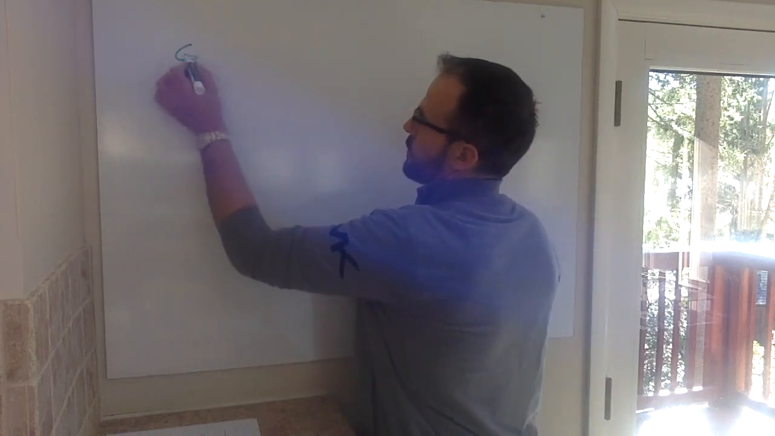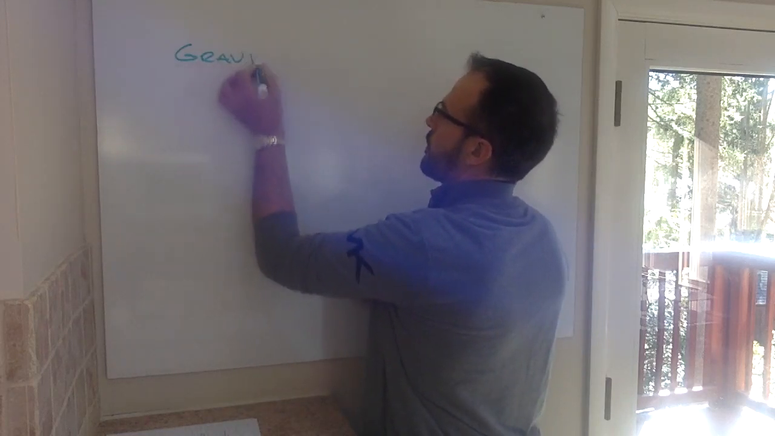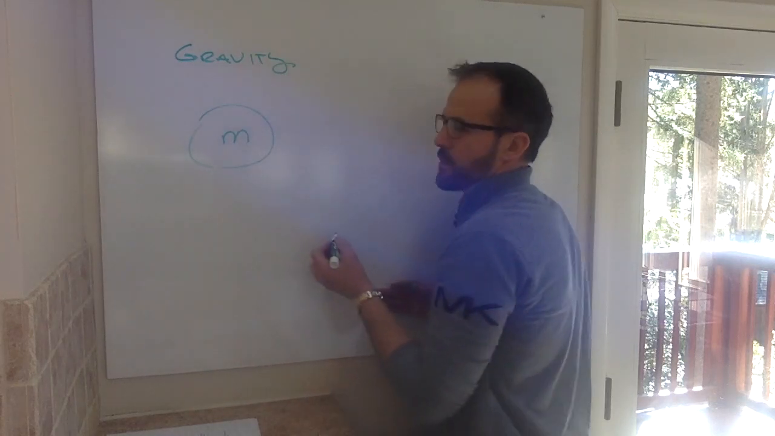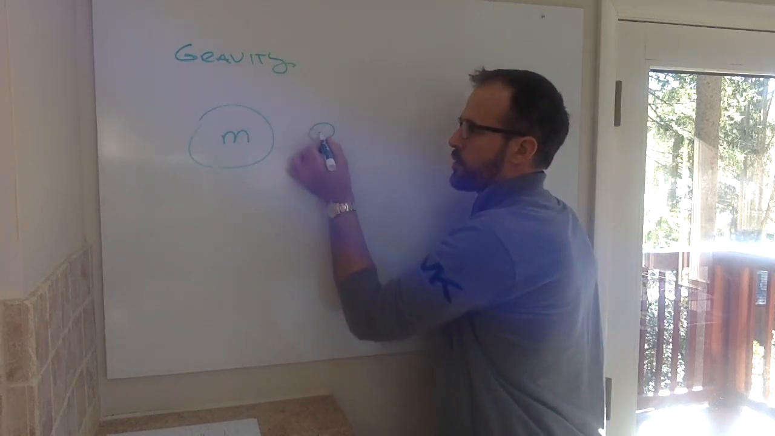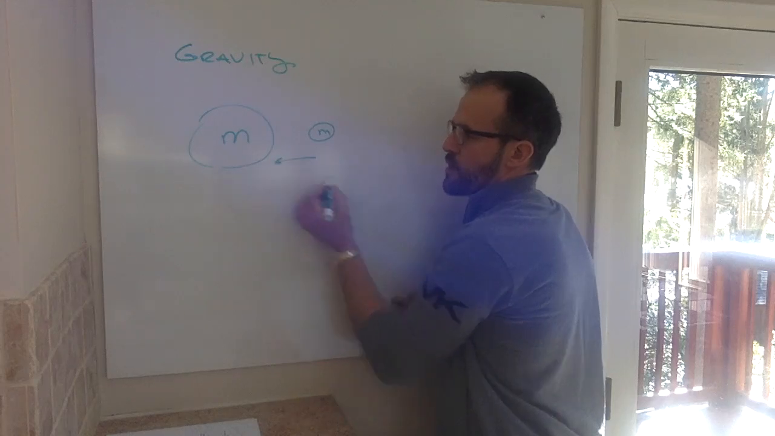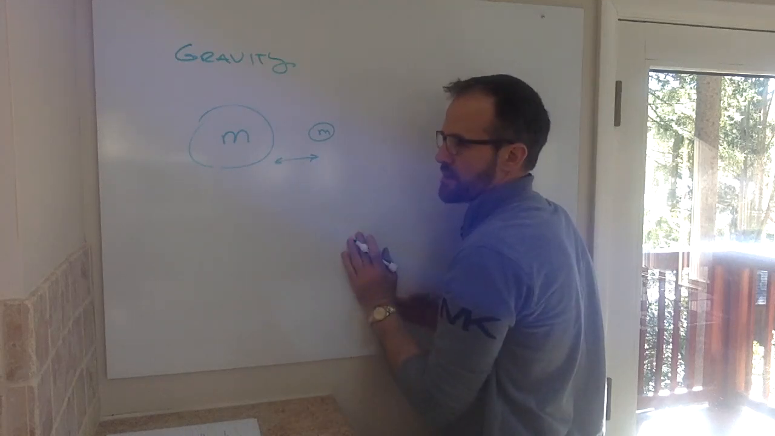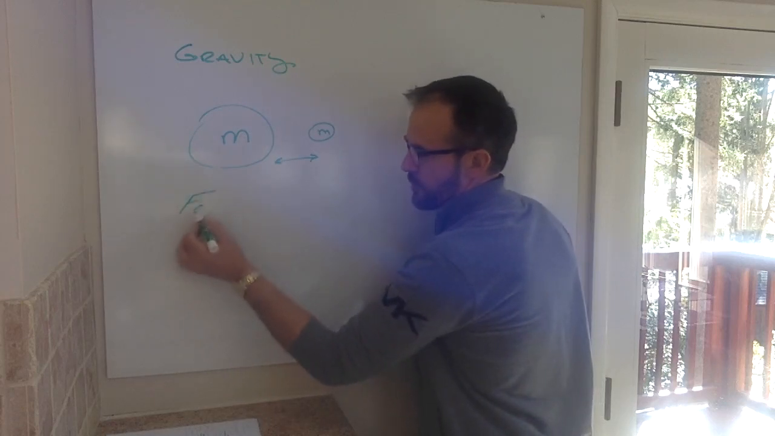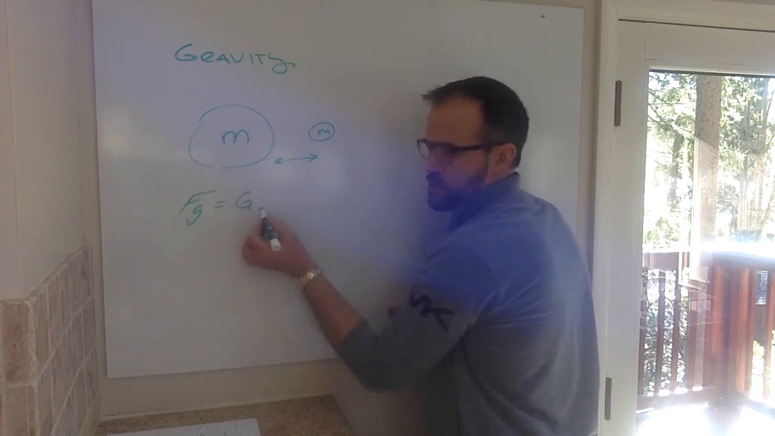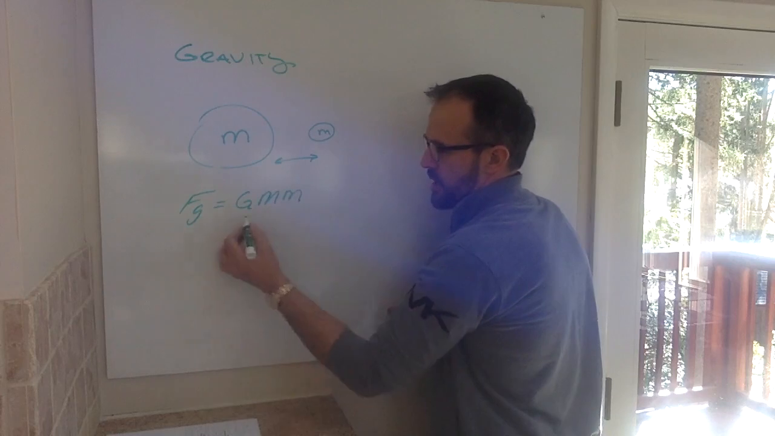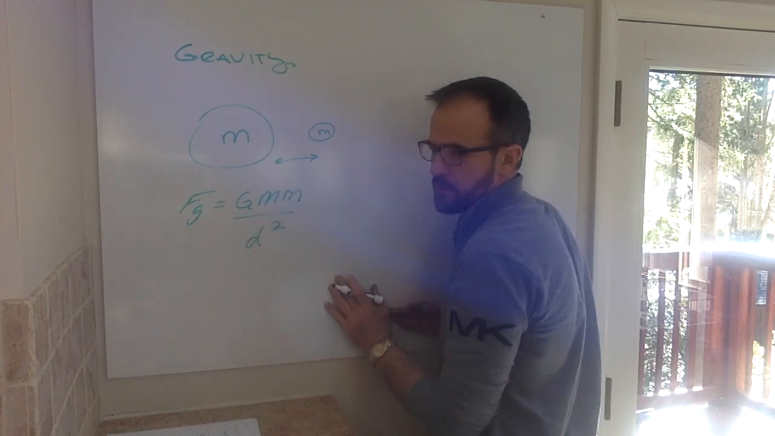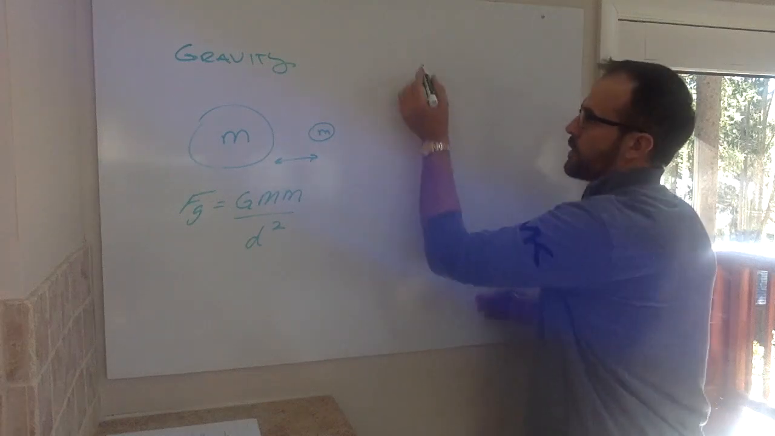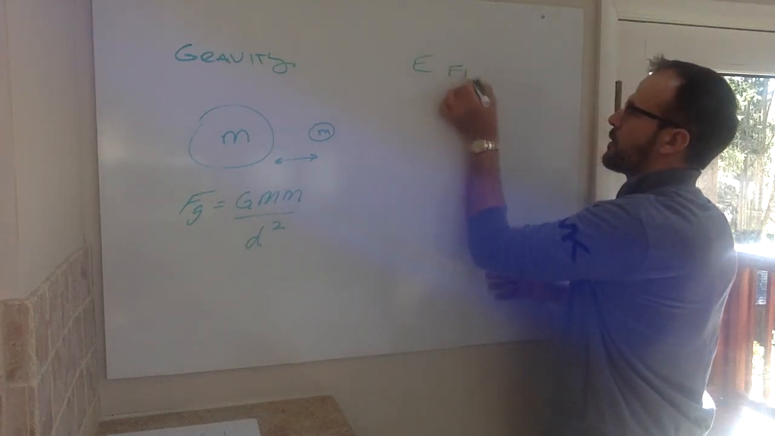So we've already talked about gravity. Here we have a very large mass, maybe like the Earth, and a smaller mass, and there was an attraction between these two masses. We had a formula, and we said the force of gravity was a constant G, mass times mass over distance squared. Inverse square law. Interesting.